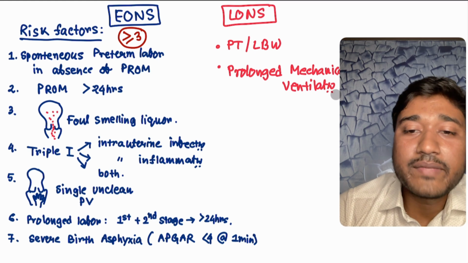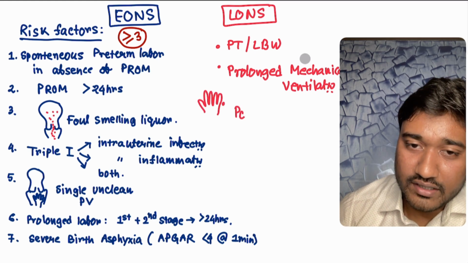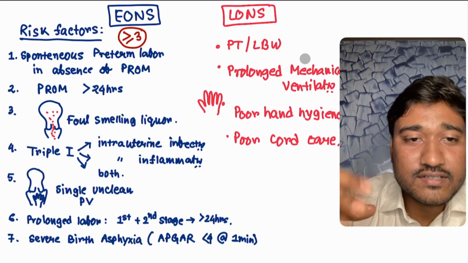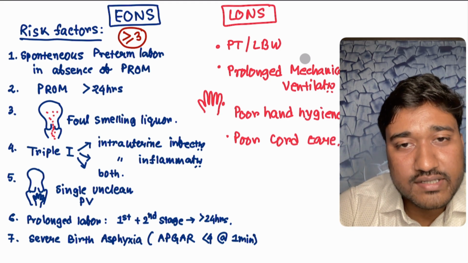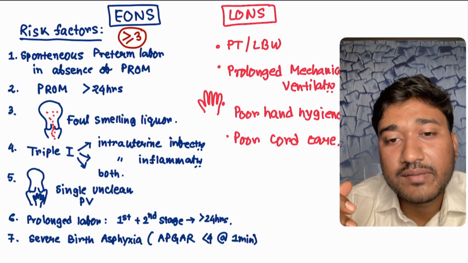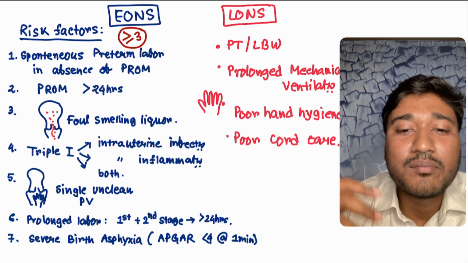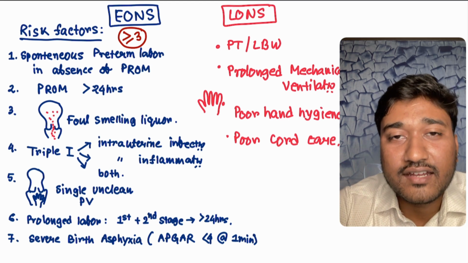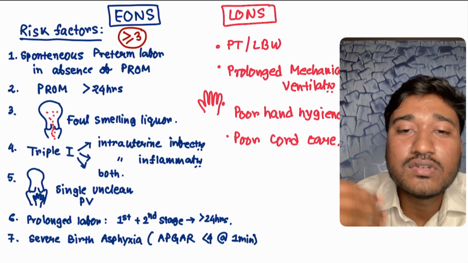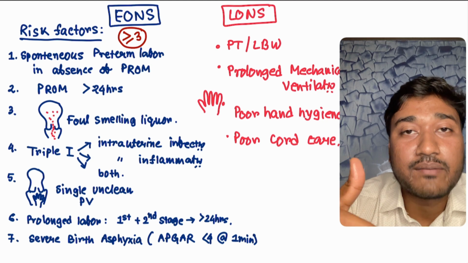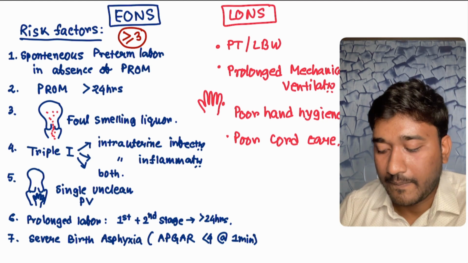Or prolonged mechanical ventilation is also a risk factor. And remember, poor hand hygiene, especially what happens after birth, after 72 hours, if the exposure to this baby is in the form of poor hand hygiene, that means poor handling of the baby, maybe poor cord care, all these things eventually lead to late onset neonatal sepsis. That is, the baby is acquiring this infection after 72 hours of life.